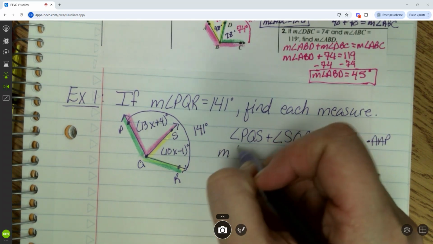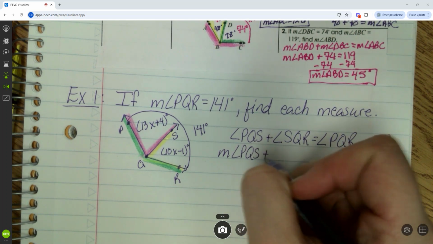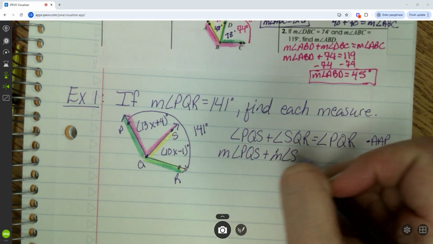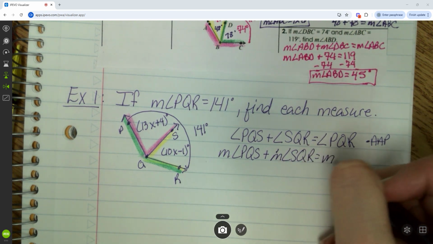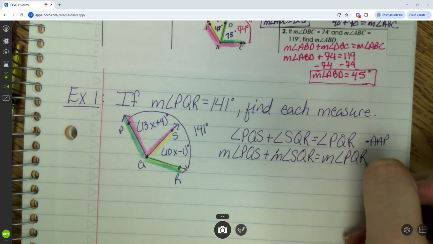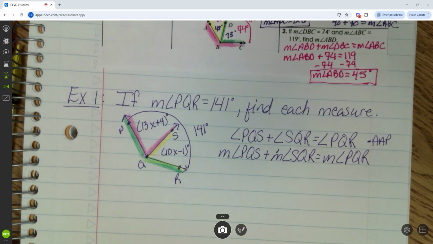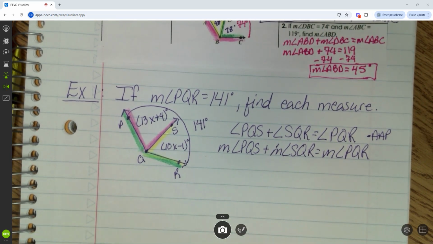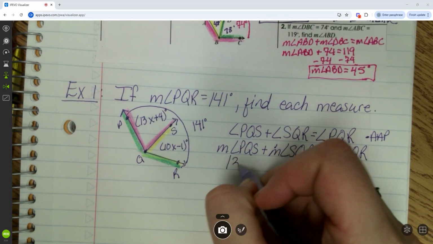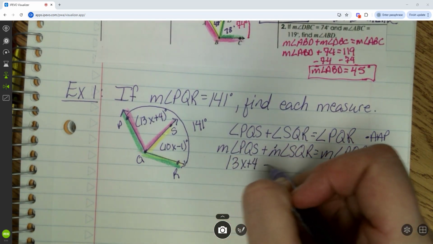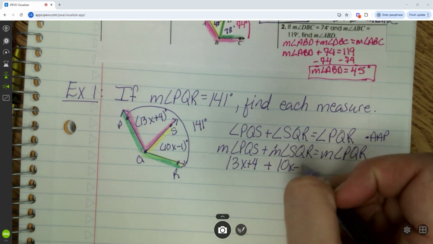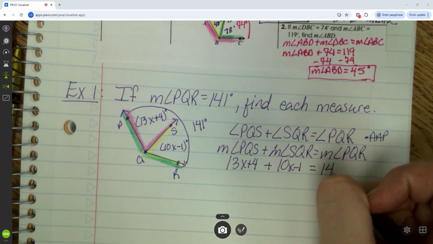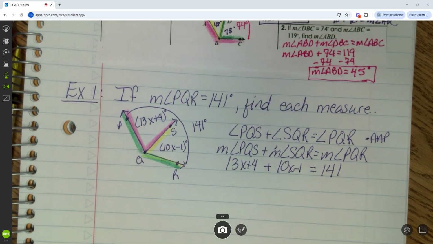And so I can say the measure of angle PQS plus the measure of angle SQR equals the measure of angle PQR. And I believe I probably could have done my measures earlier. So 13x plus 4 plus 10x minus 1 should equal 141. Now I've turned it into an algebra problem.